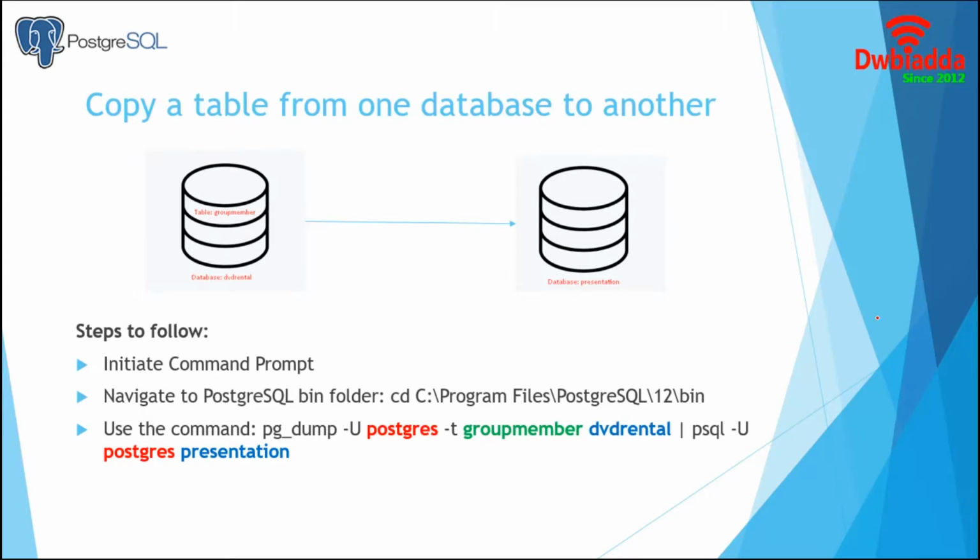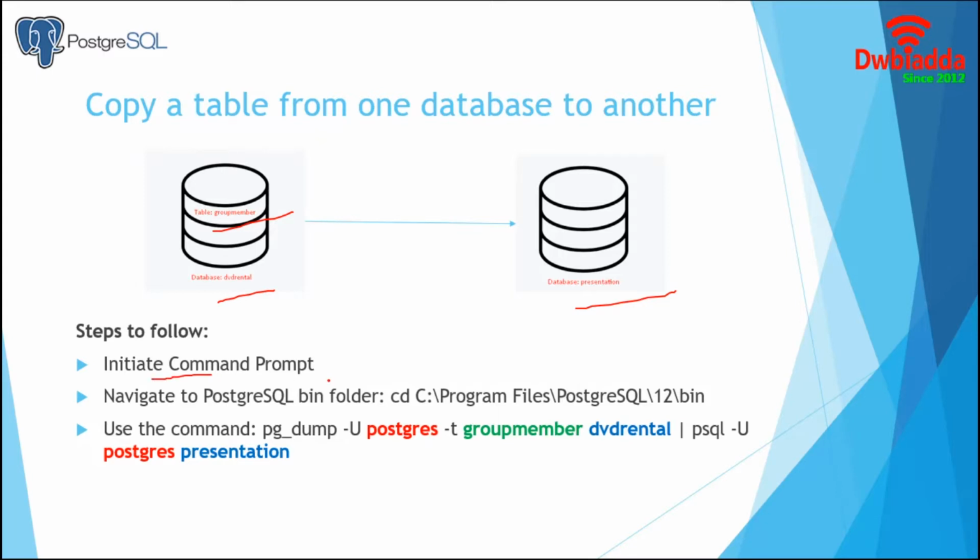In this section, we are going to copy a table from one database to another database. Assume that we have a table group_member in our DVD rental database and we want to copy that to the presentation database. We will use the pg_dump method, which includes the following steps.